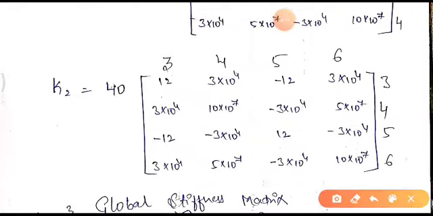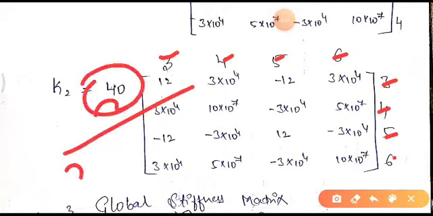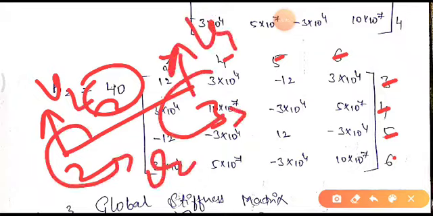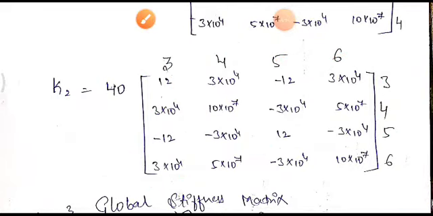Only the difference is this one, 3 4 5 6, 3 4 5 6, because the second element is connected between node 2 and 3. Node 2 has two displacements, v2 and theta 2, and node 3 has v3 and theta 3. That's what we will see here. Each node has 2 degrees of freedom, here v2 and theta 2, and here we have v3 and theta 3. So each node has two displacements.